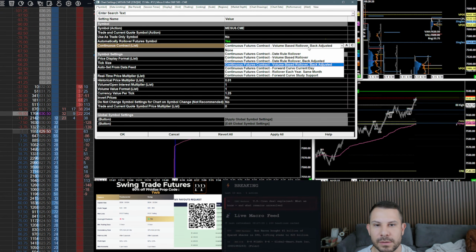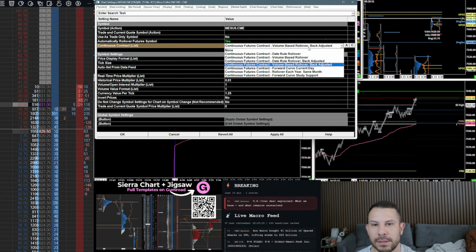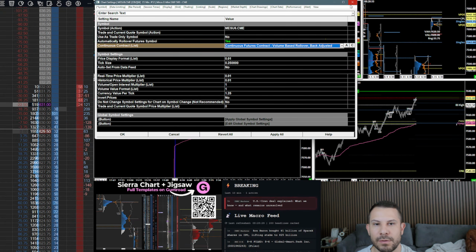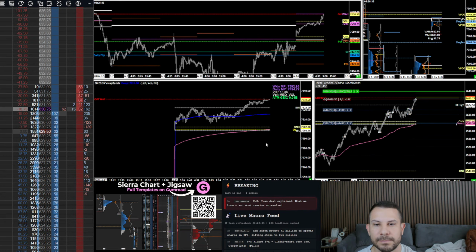There's many settings here. There's date rule adjusted, forward curve. I have no idea what that means. Volume-based rollover, and then there's the date rule-based rollover. I just use volume-based with back adjust. So you can see the session gap between the old contract and the new one.